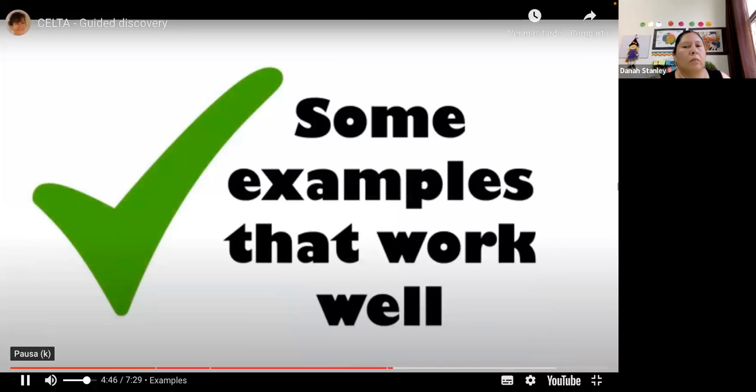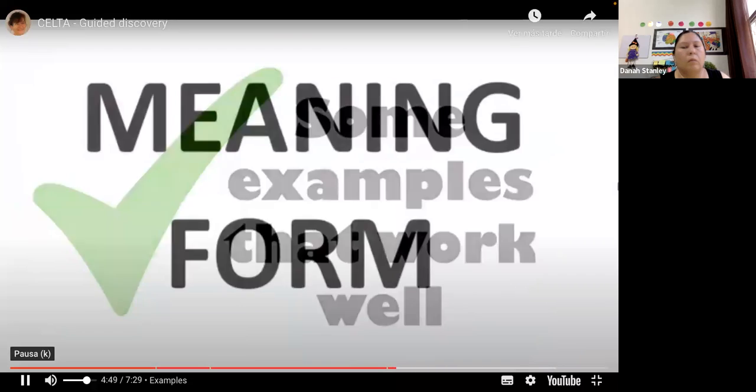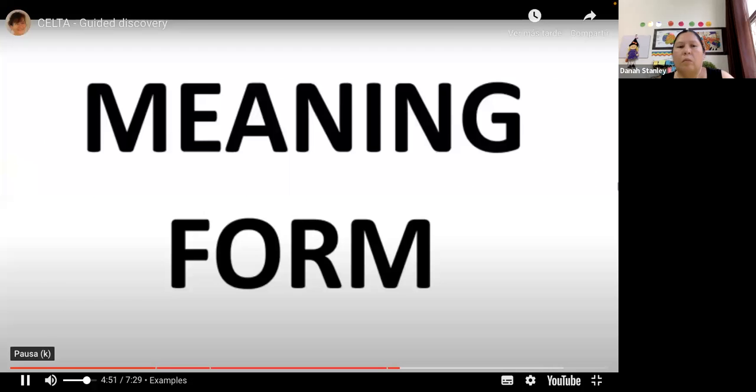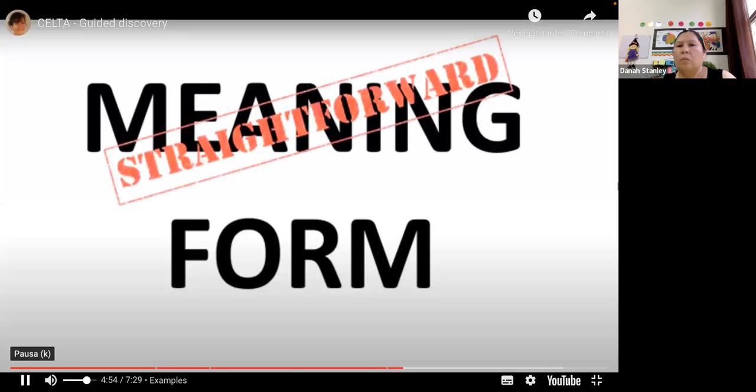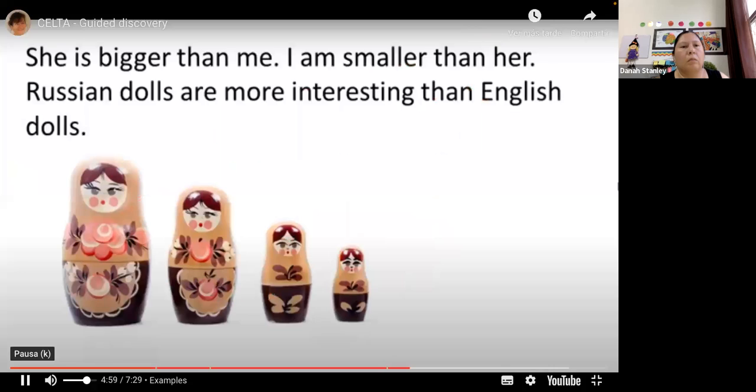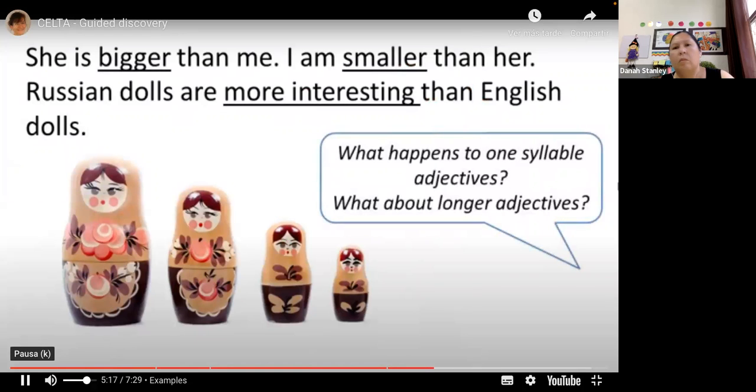So let's have a look at some examples that do work well. This approach tends to work best where the meaning is quite straightforward, but the form is complicated. Comparatives and superlatives are a good example of this. The meaning isn't difficult, but there are lots of different forms. So we could give the learners examples like this, ask them to underline the adjectives, and give them some questions for them to find out, to guide them to the rules there.